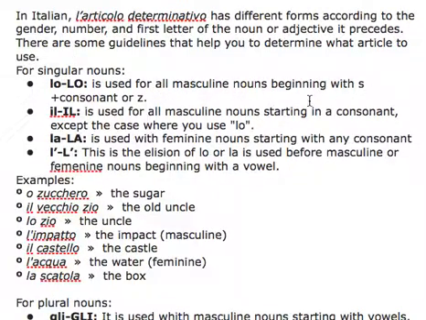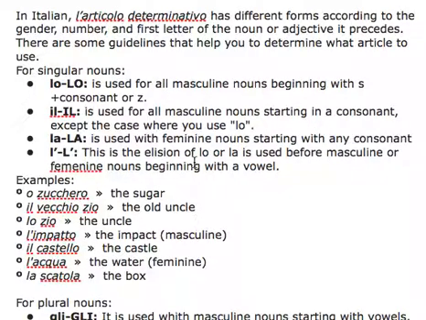They can start with an S plus a consonant, or a Z. Okay, so we can have lo zucchero, sugar, lo zio. What else do we have? That's it. We just have two examples here. Il, masculine nouns starting in a consonant, except the case where you use lo. So any kind of consonant except with an S plus consonant or a Z. La, feminine nouns starting with any consonant.